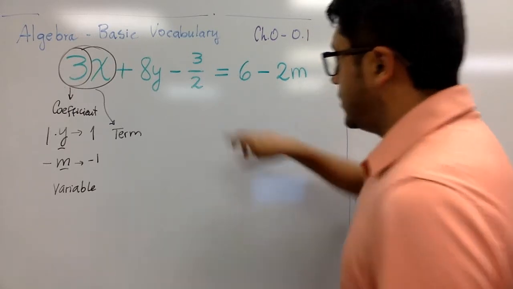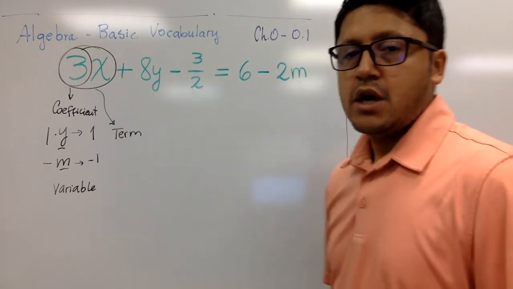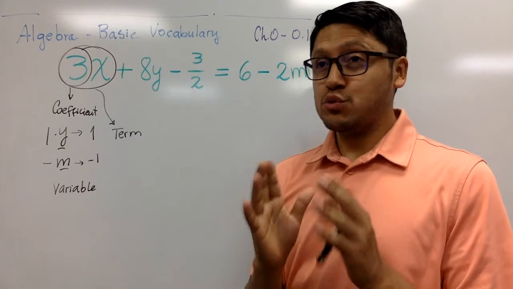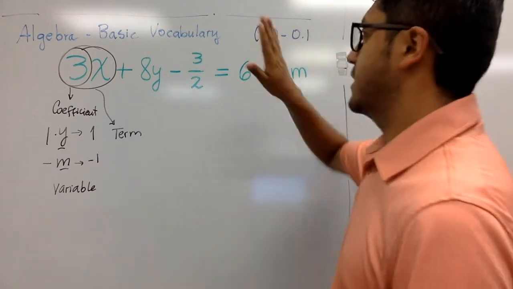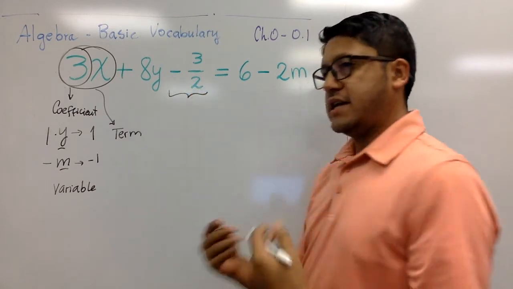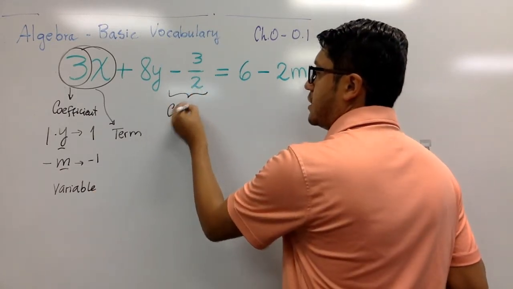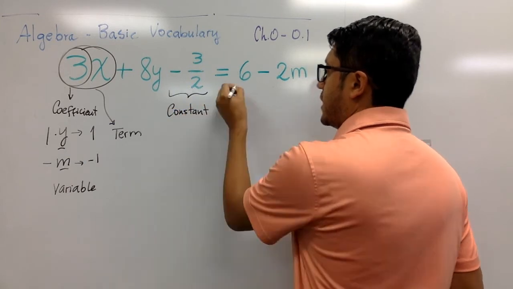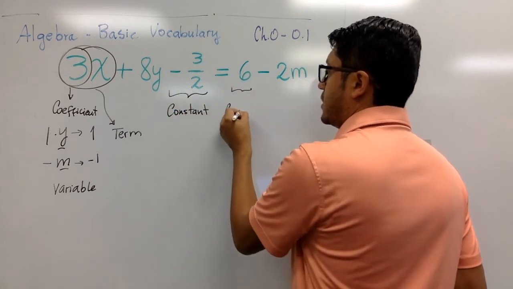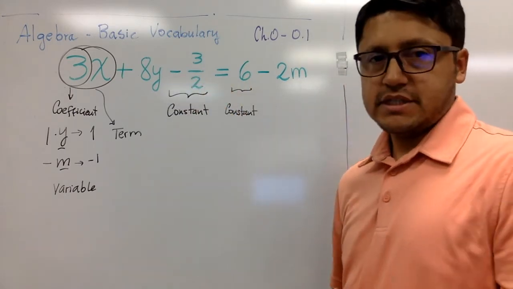Now, you can see here these two numbers, 3/2 and 6. When they are on their own and they just represent one single value like negative 3/2 or 6, and since they don't change, just like the variable, we say that they are constants. Okay? So 6 and negative 3/2 are constants in this case.